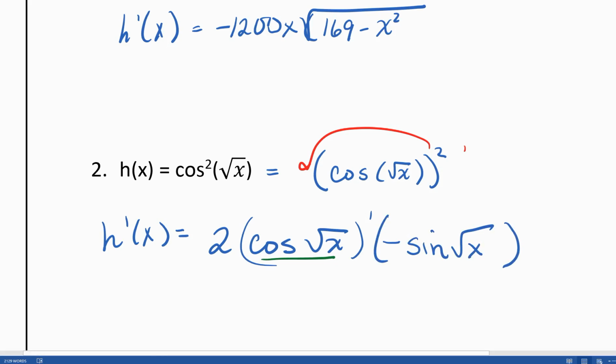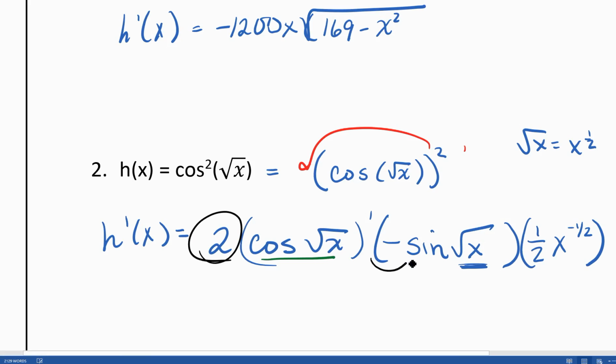Okay, now inside there is the square root of x, so we still have to take the derivative of that. Remember, the square root of x is the same thing as x to the 1/2, so the derivative we want to multiply by is 1/2 x to the negative 1/2. Okay, so looking at this whole thing, how can we simplify it? Well, we can multiply all the constants that are in front. So we have a 2, a negative 1, and a 1/2. So if we multiply 2 times negative 1 times 1/2, we get negative 1.